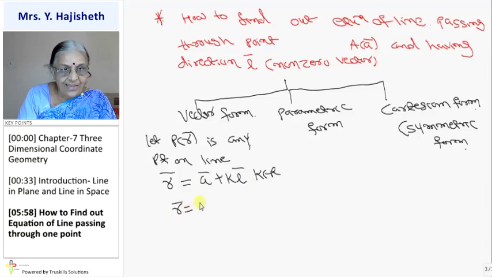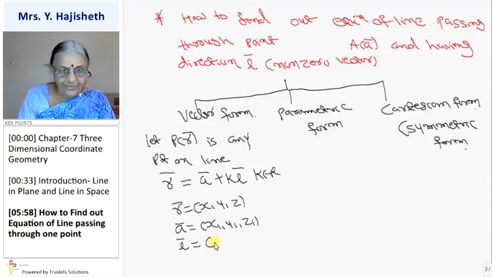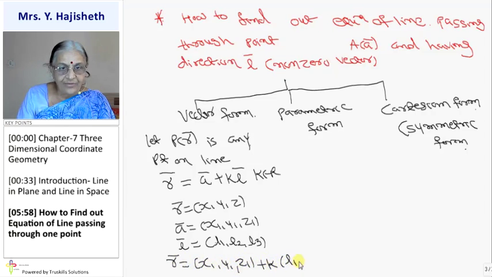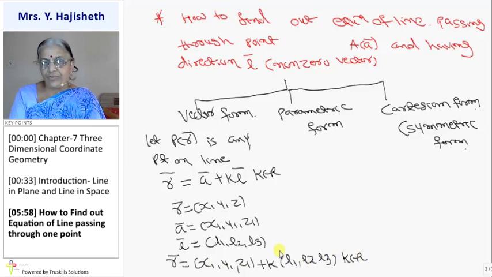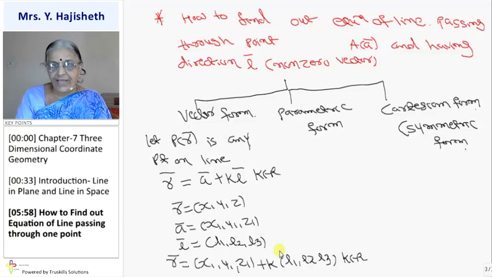If r is given as x, y, z, a is given as x1, y1, z1, and l is given as l1, l2, l3, suppose, then how to write this equation? r equals x1, y1, z1 plus k times l1, l2, l3, where k belongs to R. This is also called the vector form of the equation of a line passing through point A and having direction l.